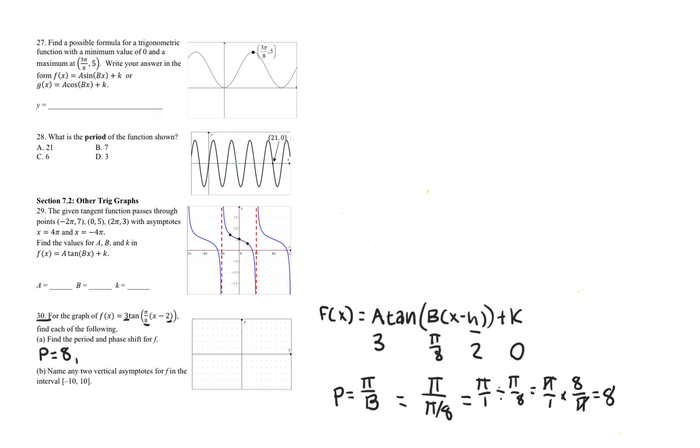Now, how do we find the phase shift? Our phase shift is actually just our horizontal shift. So in this case, we have a horizontal shift of 2 because h equals 2. So our phase shift, or our horizontal shift, is 2. So we're going to call that phi. So phi equals 2. Okay, for part B, we're told to name any two vertical asymptotes for f in the interval from -10 to 10.